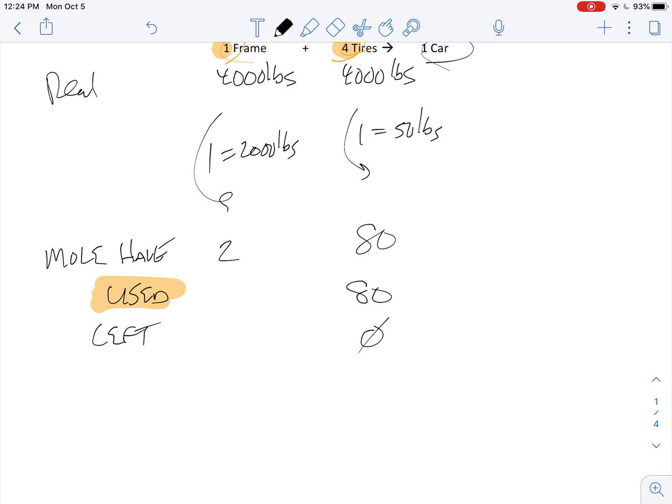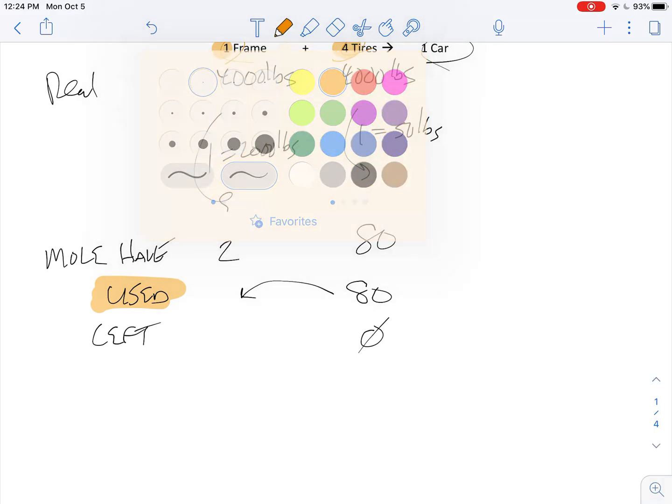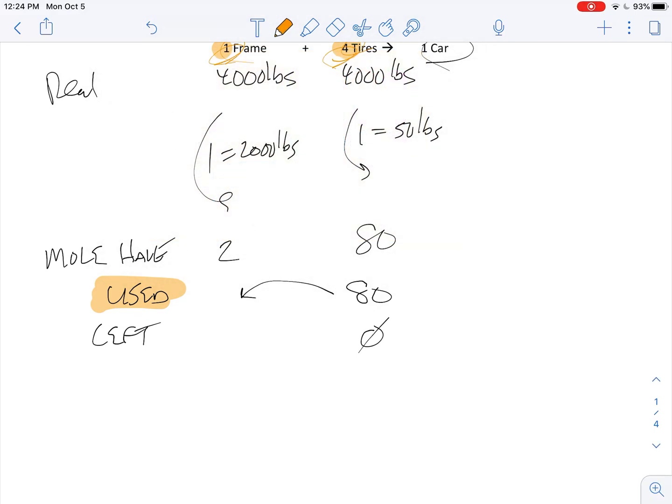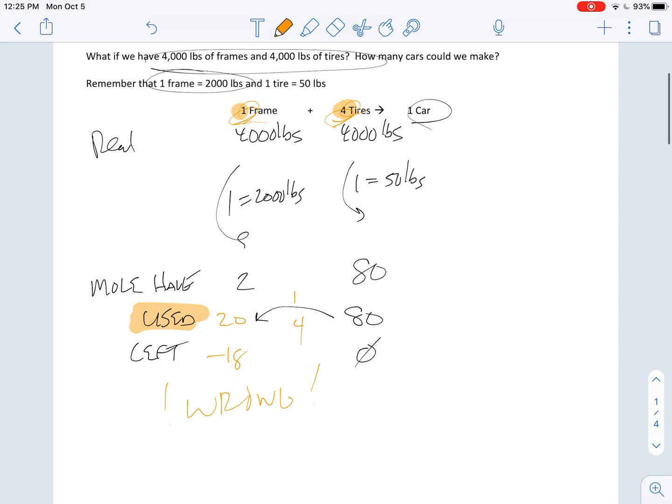Now I have to check to make sure that my other reagent, my frames, can handle all 80 tires. So what am I going to do? I'm going to go over here. By what ratio? Well, by a 1:4 ratio because of my balanced equation. So 1/4 of 80 is 20. So I have 2. I'm going to use 20, so I would be left with negative 18. Wrong. That just doesn't work.